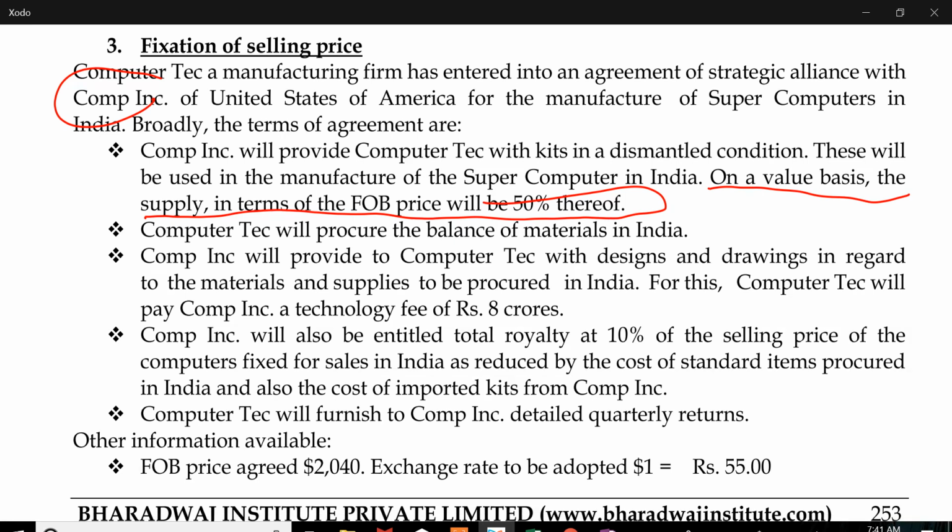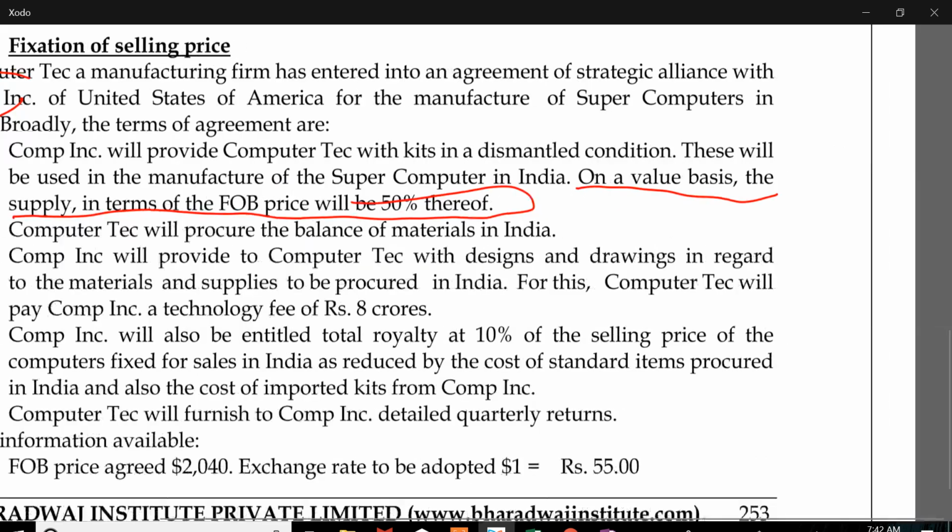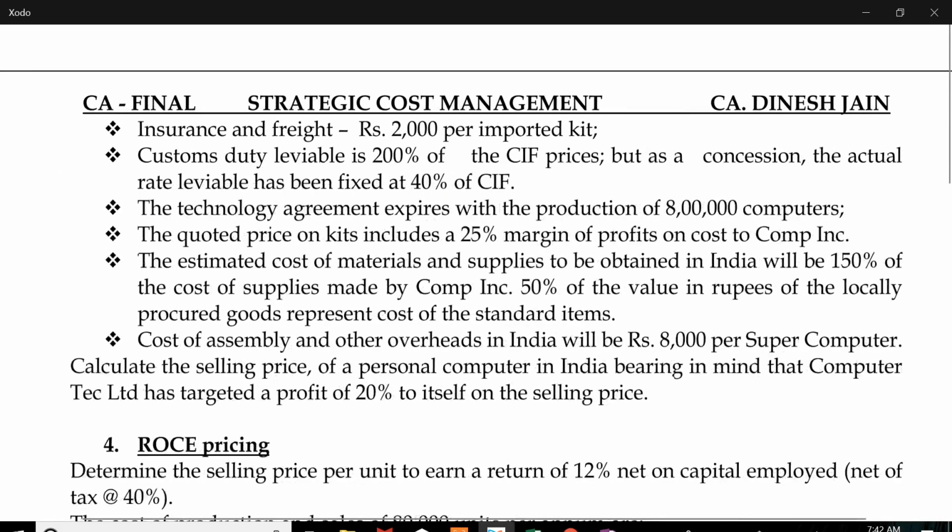Compinc will provide Computer Tech with designs and drawings. For this you have to pay some technology fee, some royalties to be paid. The other details are given. Calculate the selling price of a personal computer in India, bearing in mind that Computer Tech has targeted a profit of 20% to itself on the selling price. So I need a profit of 20% on the selling price.